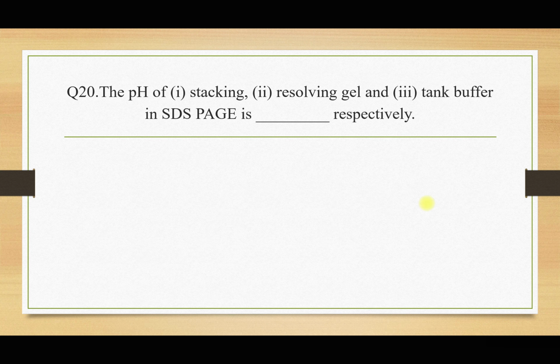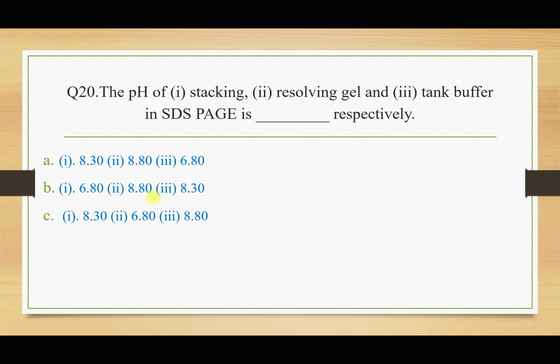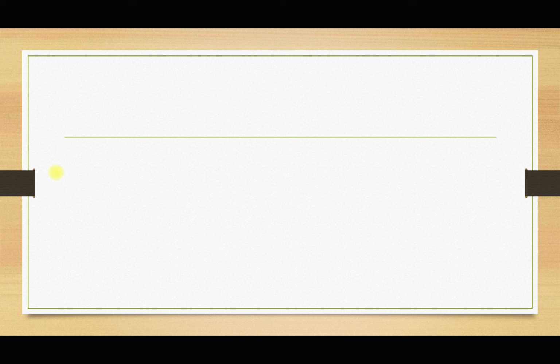The pH of 1, stacking gel, 2, resolving gel, 3, tank buffer in SDS-PAGE is respectively. The first option, 8.3, 8.8, 6.8. Next option, 6.8, 8.8, 8.3. Third option, 8.3, 6.8, 8.8. Last option, any of the above. Here the correct answer is option B. The stacking gel is slightly acidic. Then the resolving gel is basic, while the tank buffer is also basic. You have to remember all of these pH values.